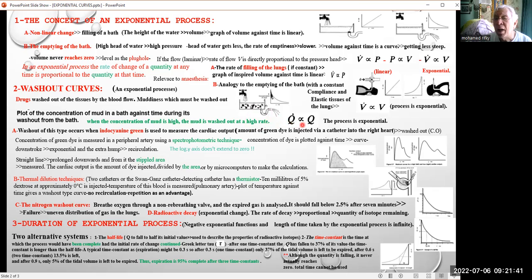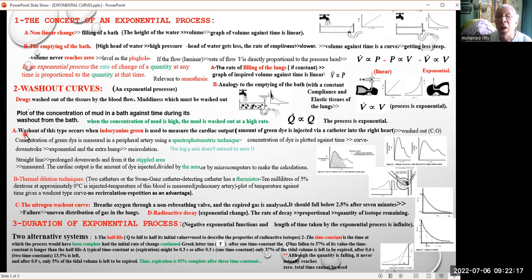See, so this is represented by the exponential equation, that the quantity of flow of the dye at any time is correlated to the quantity of the mud present in the sink. So this is an exponential process. The exponential process never reaches zero because the level of the plug hole is at the same level of the sink. You see, this is why we have an infinite time. It never ends to zero.